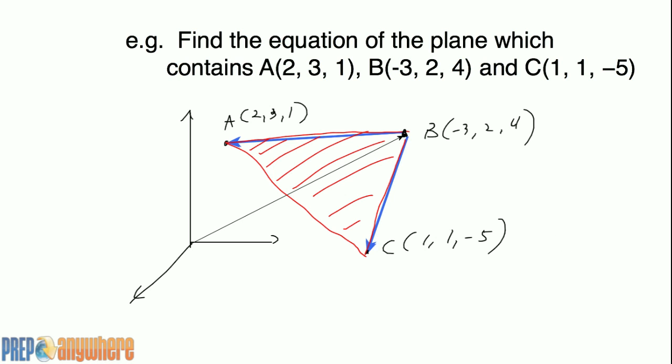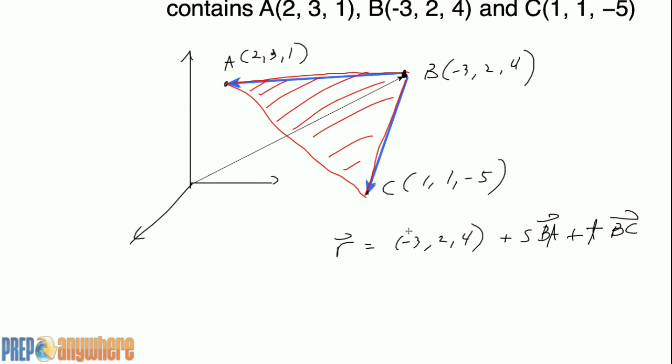So basically what we need to do, our vector equation is (-3, 2, 4) plus S BA plus T BC. Those are the 2 vectors on the plane. It can be any 2 vectors, but we only have 3 points, so let's pick those vectors on the edges.